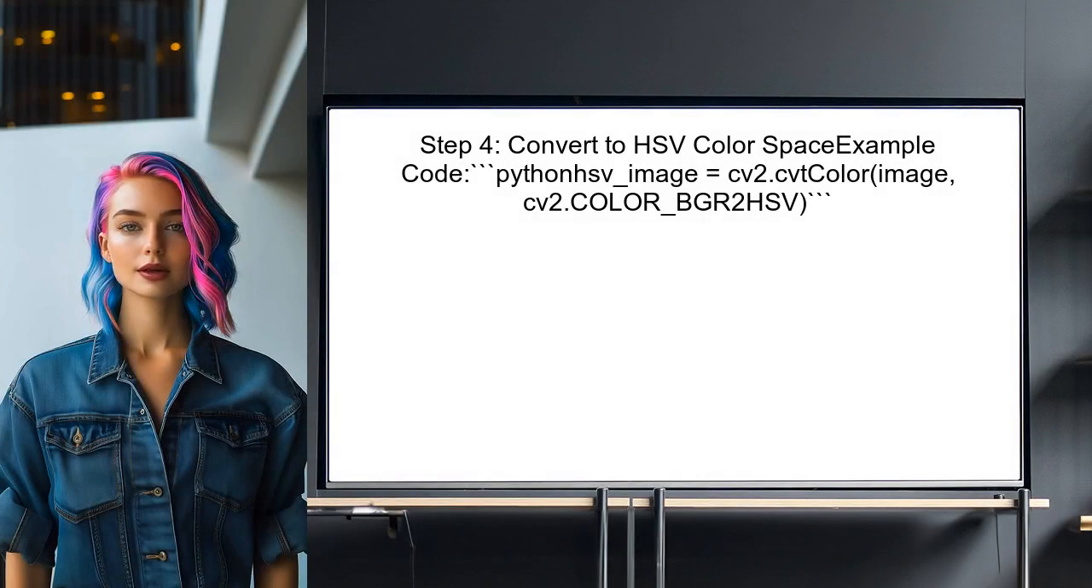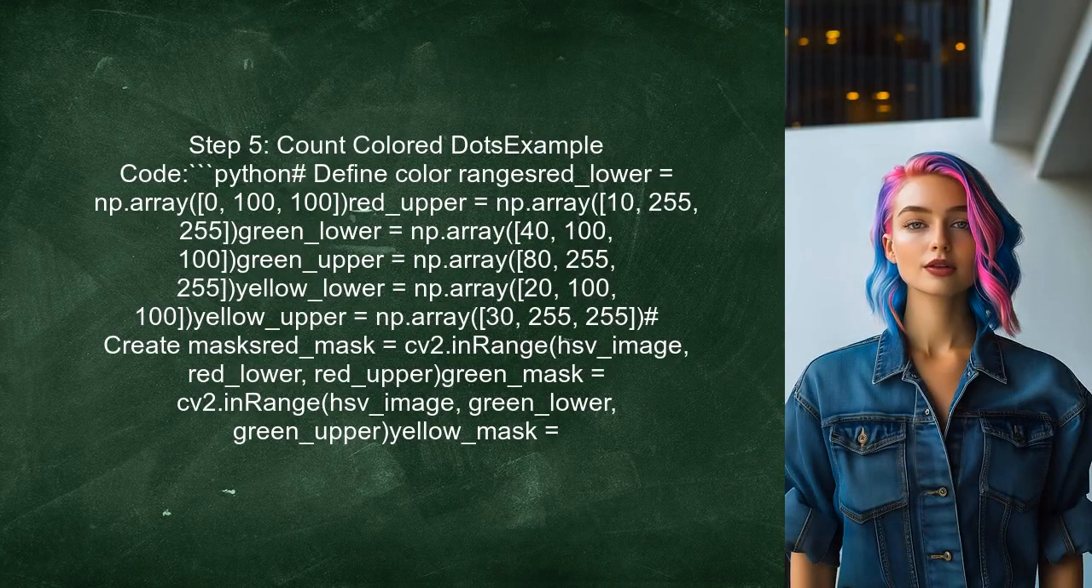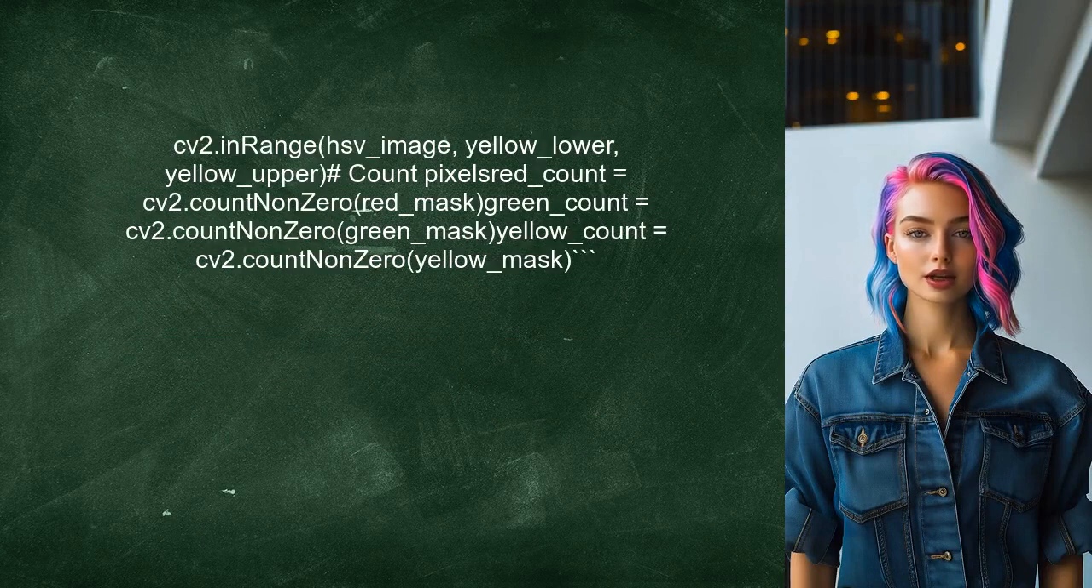After loading the image, the user should convert it to the HSV color space. This makes it easier to define color ranges for detection. Finally, the user can define the color ranges for red, green, and yellow dots and use the inRange function to create masks. Then, they can count the pixels in each mask to get the number of dots.